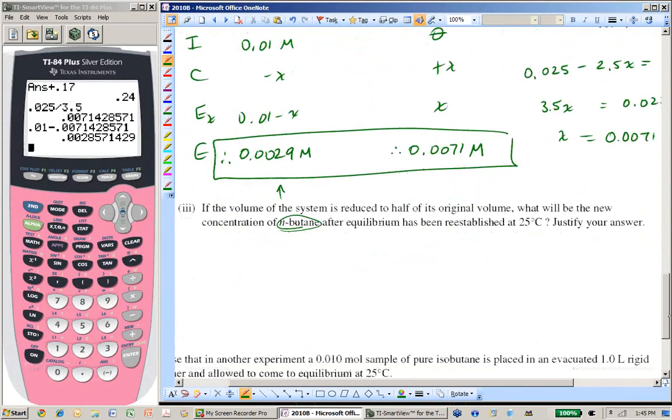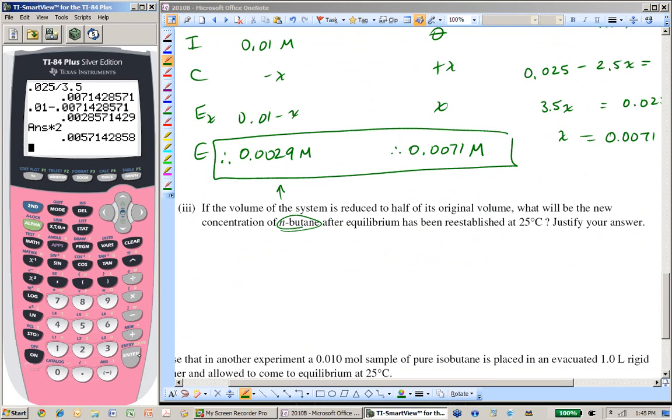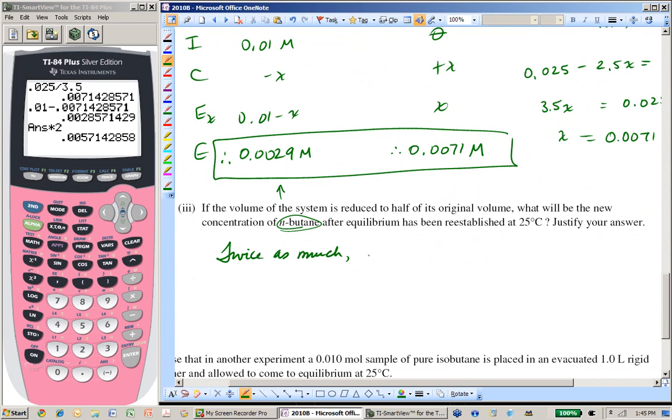So 0.0029 doubled. So 0.0029 times 2. 0.0057. All right, twice as much is the answer. 0.0057 molar, or you can put it in scientific notation. But you better not just do that. You better still write a sentence, just for good form.